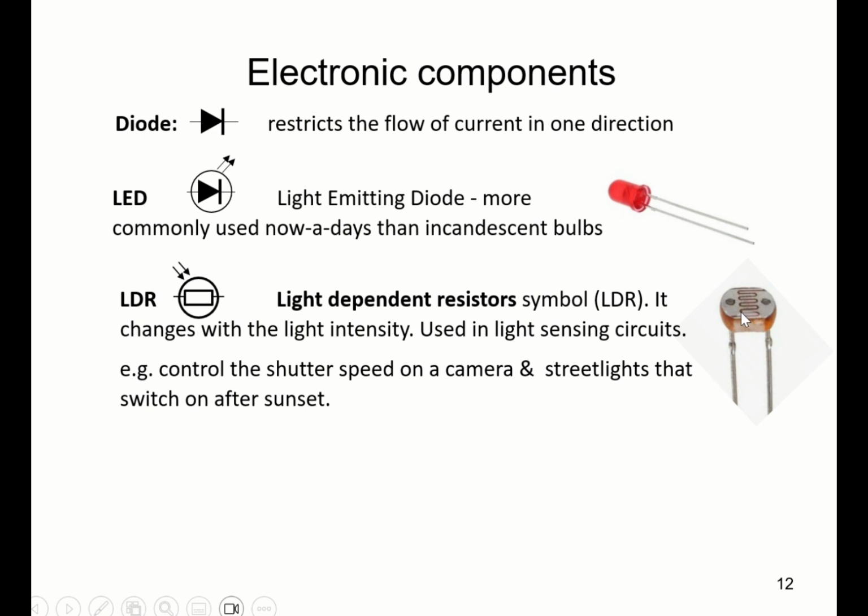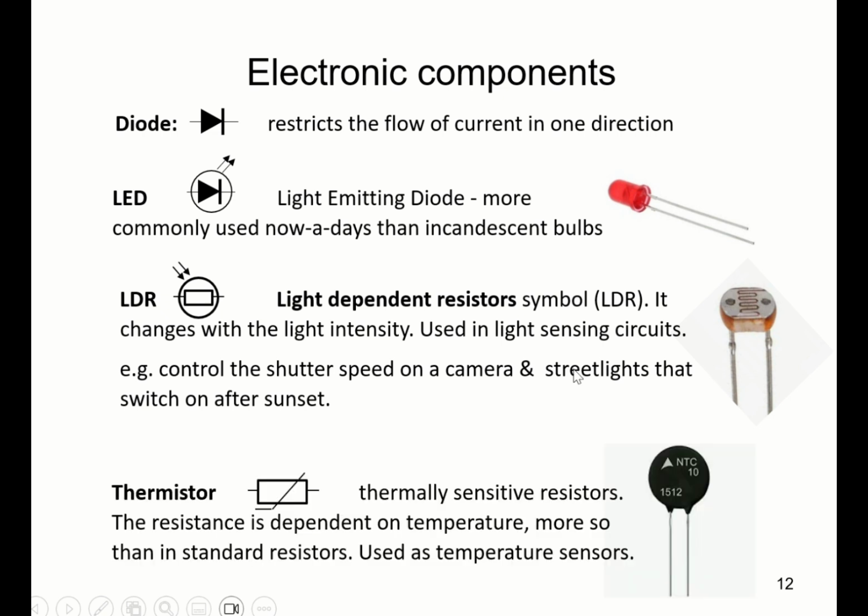And here we see the actual component, and these can be used for light sensing circuits, controlling shutter speeds in a camera. Street lights that switch on after sunset can all be controlled by having a circuit with one of these in it. And a thermistor is a thermally sensitive resistor. So it changes its resistance depending on the temperature, more so than in standard resistors, and it's used as temperature sensors, especially in difficult to reach places like the temperature inside an engine of a motor car.